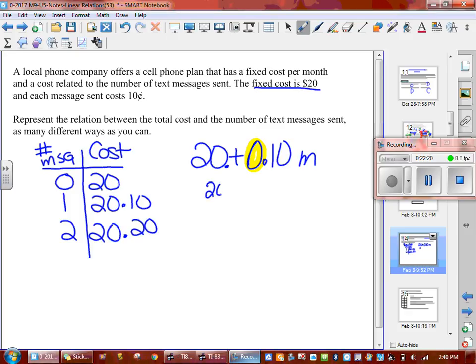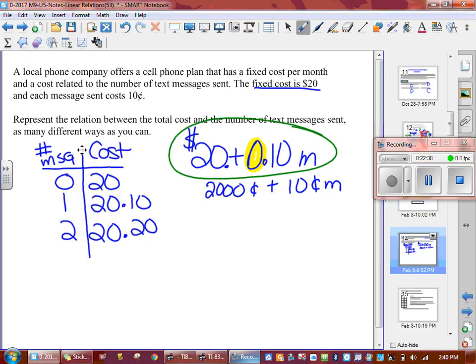So you could write it in terms of dollars, or you could write it in terms of cents. So there's 2 ways you can write the equation. The one that we always use is the dollars and cents one. We never use the one that's only in cents. Okay? We use the proper money. Is there any other way we could have related this?